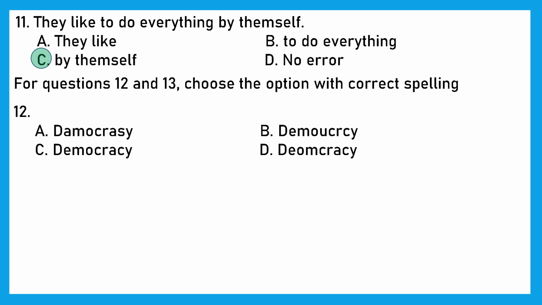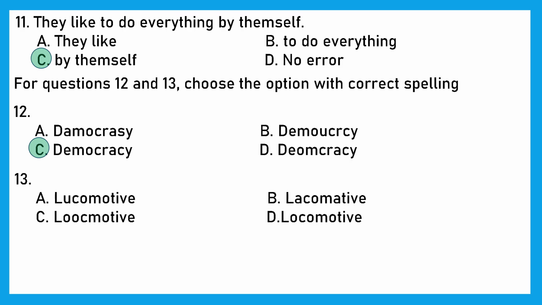For questions 12 and 13, choose the option with correct spelling. It looks like we're talking about democracy, which is a system of government by the whole population or all the eligible members of a state. So the right spelling is option C, democracy. Question 13, and it looks like here we are talking about locomotive, that is relating to or affecting locomotion, a powered vehicle. So the right spelling is option D, locomotive.